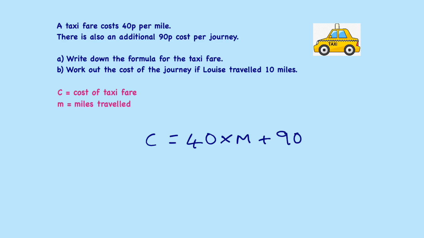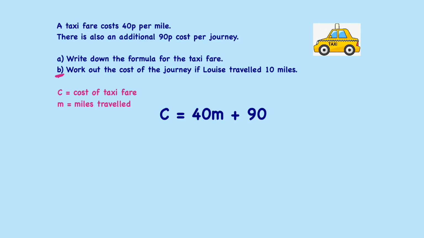Then remember, in algebra we don't need the times sign, so we can just get rid of that. So our final formula is C equals 40M plus 90. Now in this question it did ask us to write down the formula, which we've done, and then it asked us to work out the cost of the journey if Louise travelled 10 miles. So let's do that now.